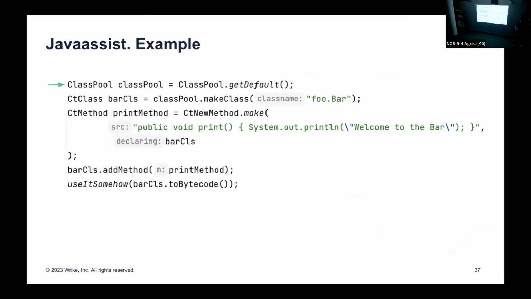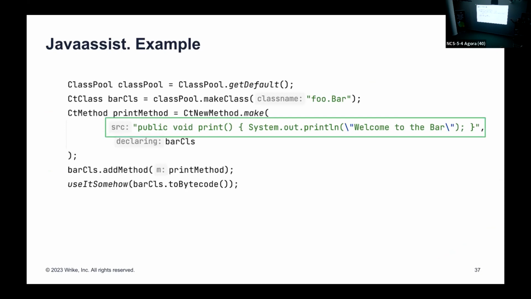So here's the class pool, which is basically a cache of classes. And we are creating a class using this class pool, and a method for this class, and then just adding the method to this class. So we constructed this class like this. And pay attention that we are creating this method using just a raw string with the Java source code, which is then parsed and compiled to bytecode, which is used to create the method, which is cool in my opinion. It makes this tool very convenient, very easy to use. And you don't have to be a guru and know how bytecode works.